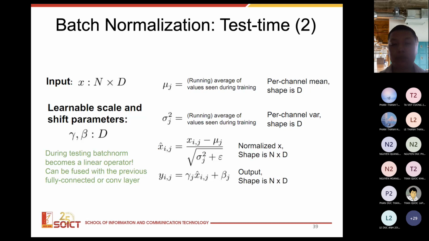So what you can do is to calculate the mu and the sigma by the average of the values seen during training. So this can be the average of every mean during training, and this is the average of every standard deviation during training. And then at testing, you can use this mu and sigma to transform the output, right?